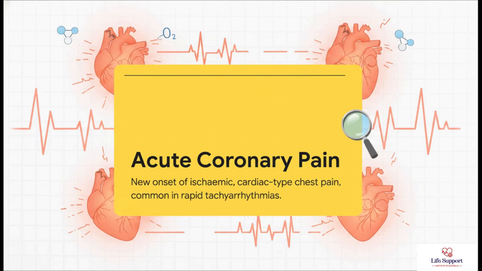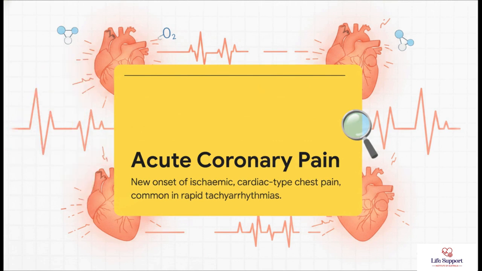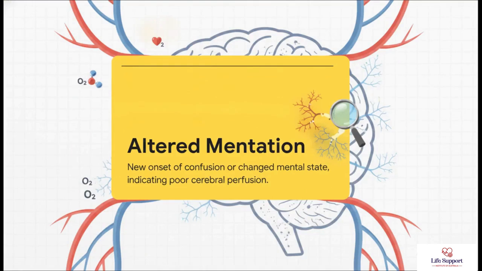And we're not just talking about any vague chest discomfort here. We mean a brand new onset of ischemic cardiac-type chest pain. You're going to find that this symptom is particularly glaring in patients who are dealing with rapid tachyarrhythmias. It happens because the heart muscle itself is basically crying out for oxygen, since it's beating so fast and so inefficiently.